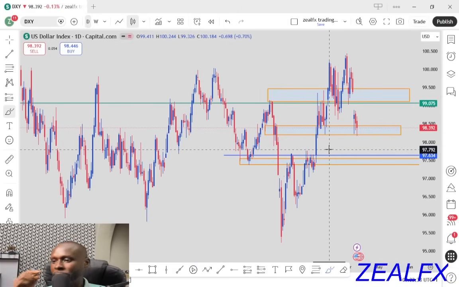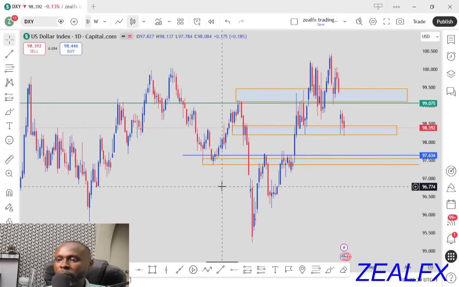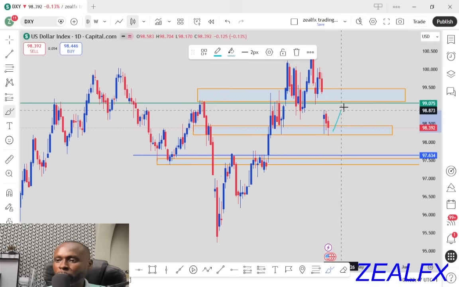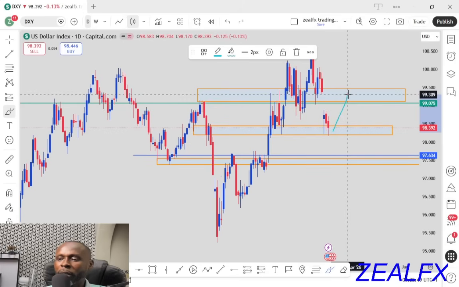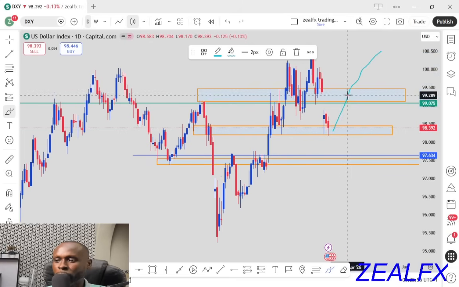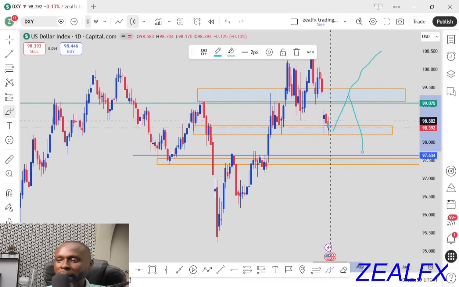On my daily chart, we can clearly see that the dollar index is currently on a daily support and also a weekly support, which signifies we are expecting price to reverse back to this resistance level. If price can break this resistance level, this may push price further to the top. Then if price fails, this may push price to resume the downtrend. So let's wait for price reaction from this level.